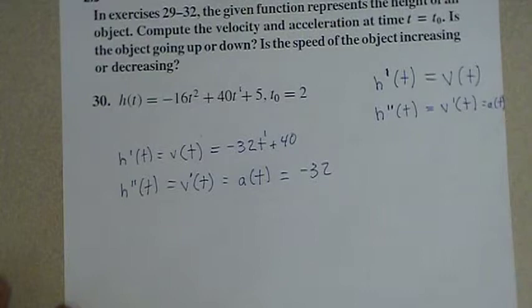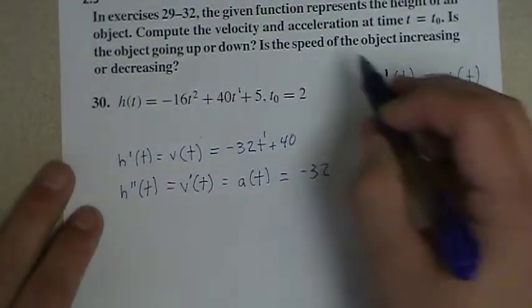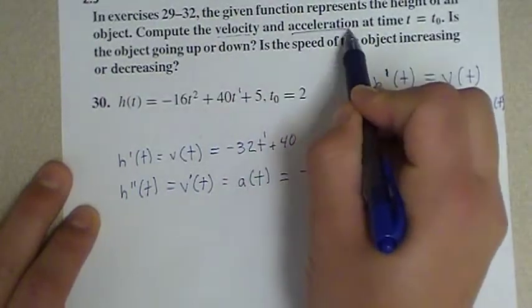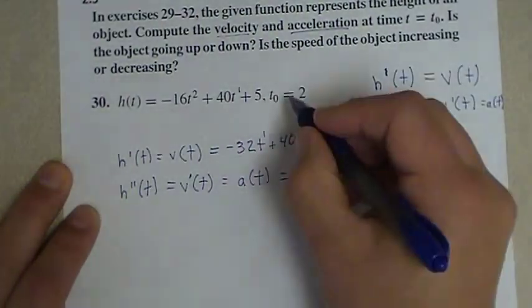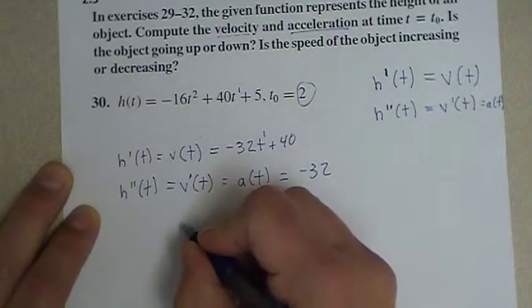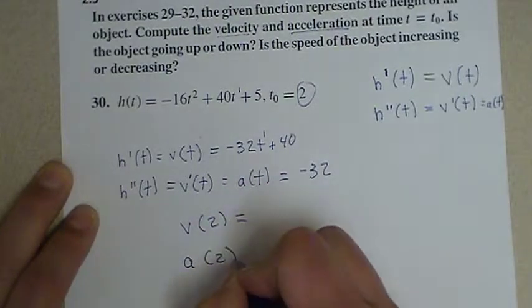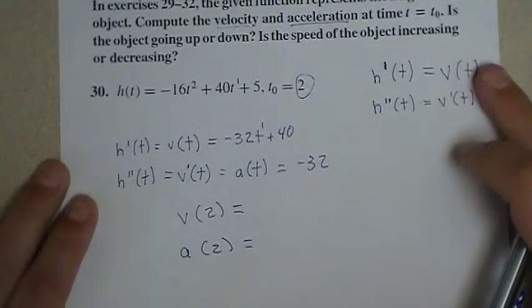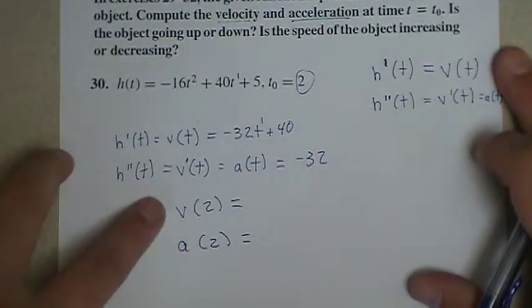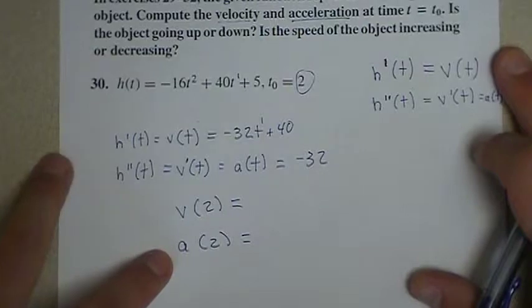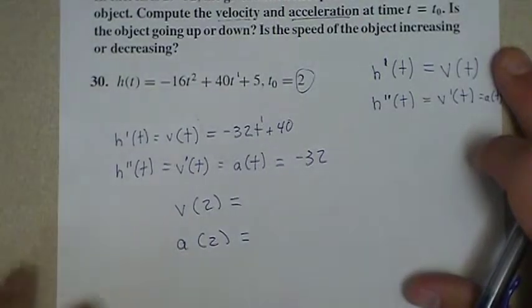But what we want to use these things to do is compute the velocity and the acceleration at t0. And our t0 is 2. So we want to know what the velocity is at 2. We want to know what the acceleration is at 2. Once you have these functions, it's just a matter of evaluating to find the specific velocity value you need and the specific acceleration value you need.